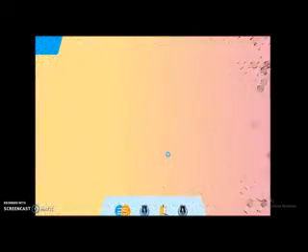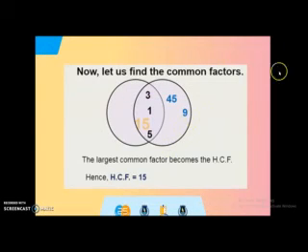Now among all these factors, we will find out the common factors. Let us see the common factors between 15 and 45. The common factors are 1, 3, 5 and 15. These four factors are common. Now among all four factors, 15 is the highest factor. 15 is the greatest factor. Therefore, the HCF of 15 and 45 is 15.